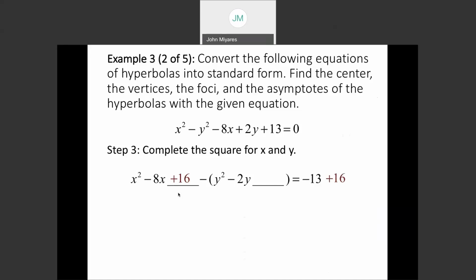Now, with the y terms, we have to be careful. When completing the square for the y's, we'll look inside the parentheses and see half of -2 is -1, squared is 1, and add 1 inside the parentheses. However, remember, everything inside the parentheses is being multiplied by a minus sign outside of the parentheses. So in order to keep the equation balanced, we don't want to add 1 to the right side, but rather we want to subtract 1 on the right-hand side.